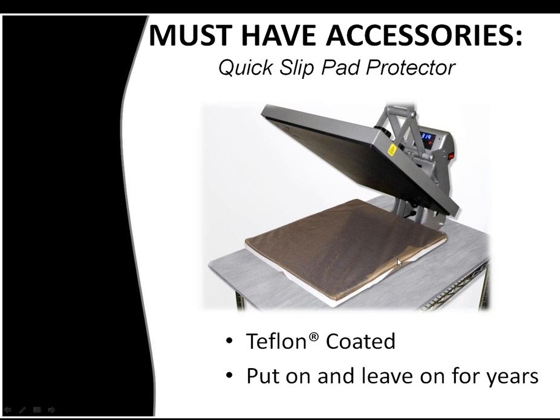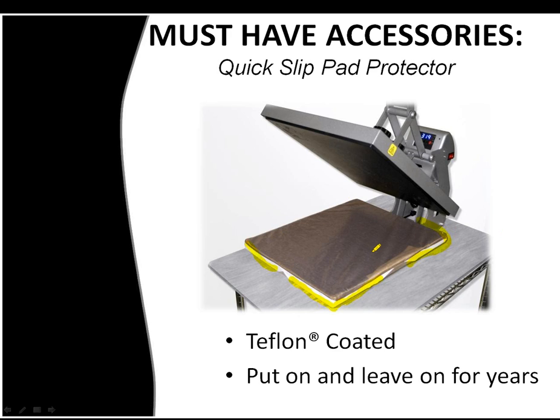So accessories, we've talked about the different types of heat presses. We've talked about the interchangeable platens for cap presses. Now we're going to talk about some various accessories that you can use with your heat presses. And you have your quick slip pad protector. The quick slip pad protector is this Teflon coated protector, and it has elastic all the way around the outside of the press. And what this does is it makes a nice snug fit on your heat press.